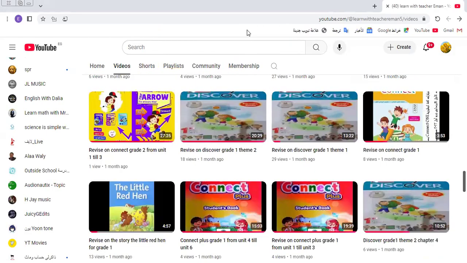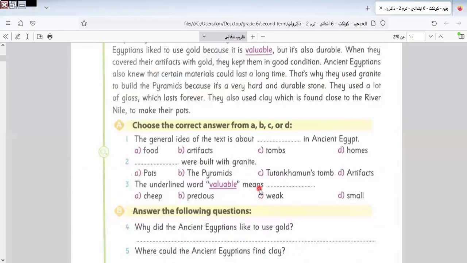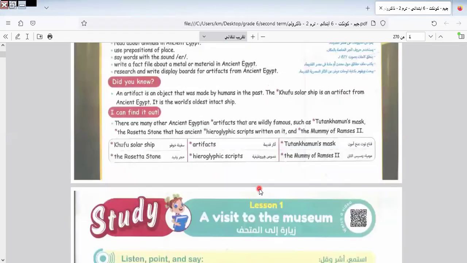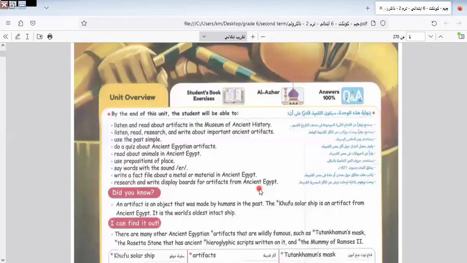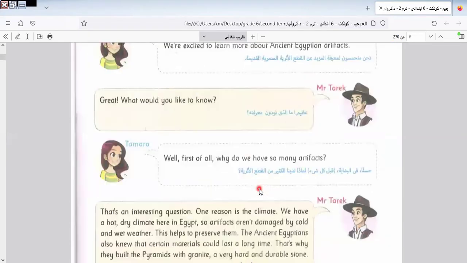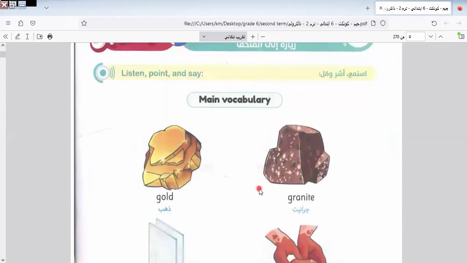Let's go to our lesson today. Last class I stopped on lesson 1. Today I will continue lesson 2 in unit 7 in your Connect book. This is unit 7. I will make a quick revise on the last lessons that I started in the last video.